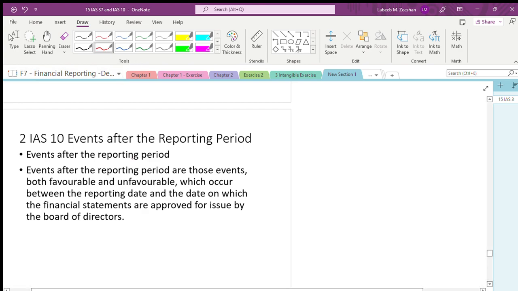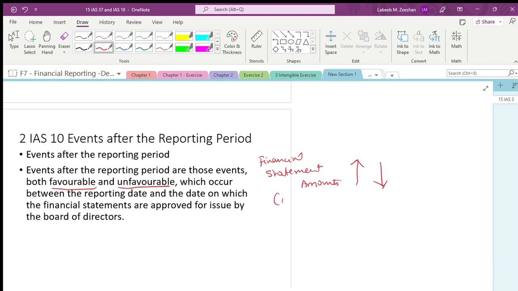Events after the reporting period are those events, favorable and unfavorable. Now I am not talking about any particular statements, it is amounts. Is it right? Amounts may increase or may decrease. They may be revised. It may be favorable or unfavorable, which occur between the reporting date and the date on which the financial statements are approved.